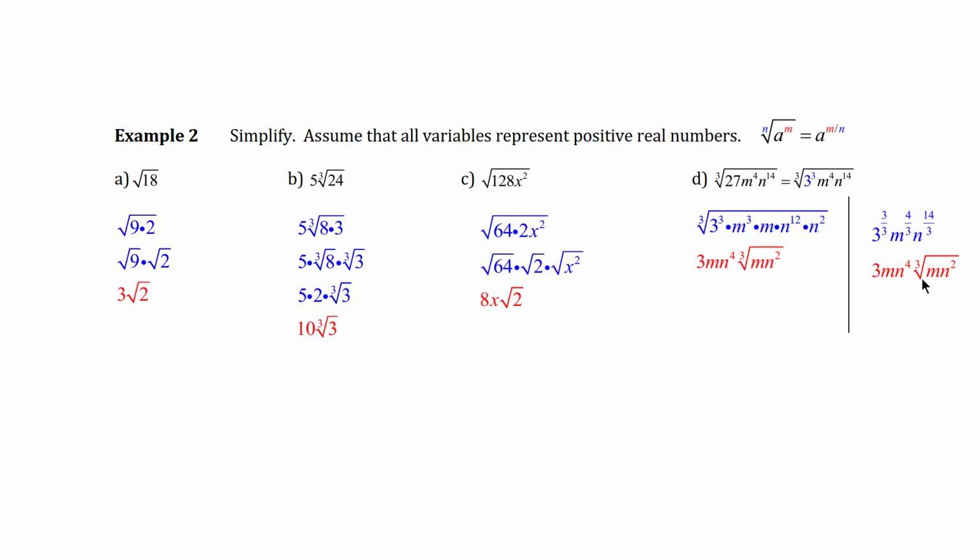So the remainder tells you how many n's we have left over underneath the radical, which is going to be n squared. So our final answer is 3m n to the 4th power times the cube root of mn squared.